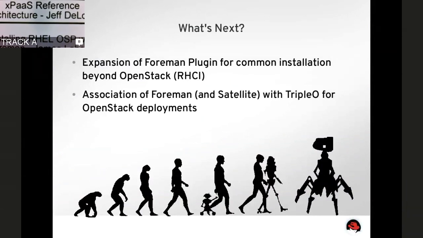And the association of Foreman and Satellite with the OOO project for OpenStack deployments is something that will also be worked on. So as OOO matures and exposes APIs, the approach will be to still leverage Foreman for portfolio level installation. If someone wants to deploy, let's say, Red Hat Enterprise Virtualization alongside OpenStack, alongside CloudForms, they could use Foreman to do this, and Foreman would then basically call down into OOO to orchestrate those deployments.